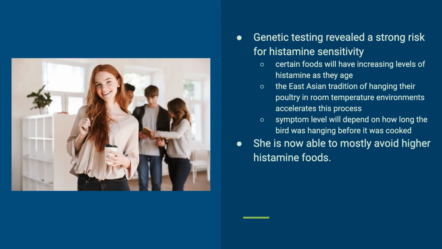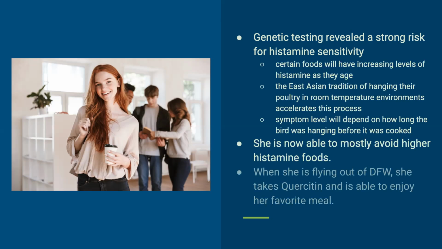So she's now generally able to avoid higher histamine foods. She still cannot resist P.F. Chang's. So she takes quercetin before she eats it. She takes 4 tabs, and she does pretty well with it and has minimal symptoms.